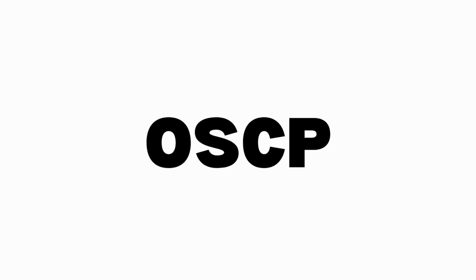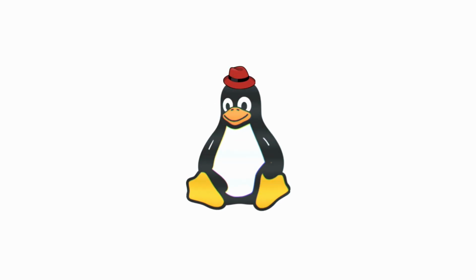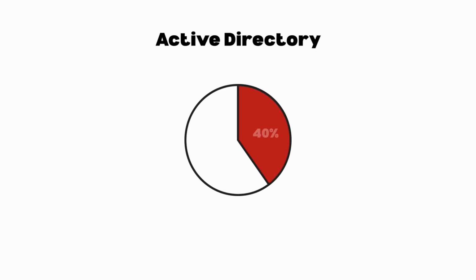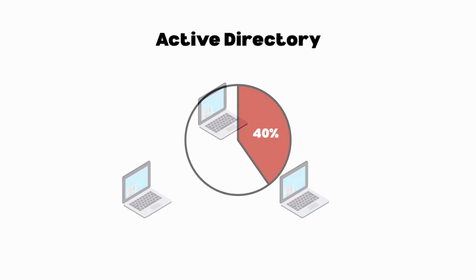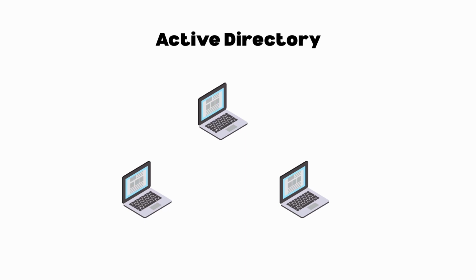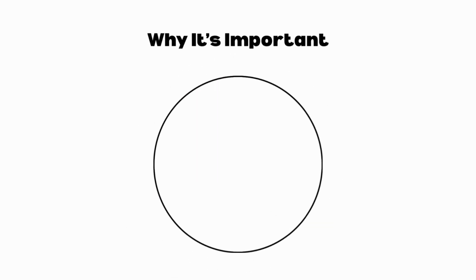Whether you're studying for the OSCP or just passionate about red teaming, Active Directory is something you have to learn. In the OSCP exam, AD makes up 40% of the total score. You'll face 3 Active Directory machines. The first 2 are worth 10 points each, and the final one that is harder is worth 20 points. But why is it so important?